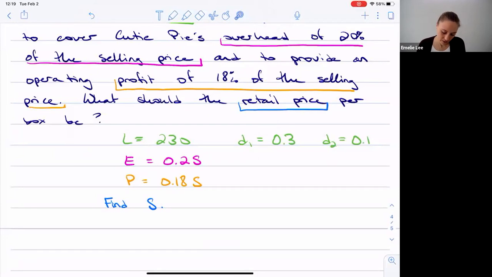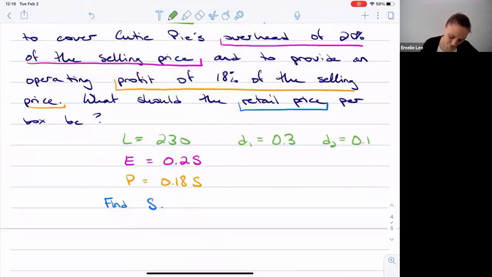Now, I have E and I have P, right? So when I'm solving for S, because I have E and P broken up already, I'm going to use that S equals C plus E plus P formula. Notice that I don't have C anywhere, right? But we went into this thinking, I can solve for C, that's the net price.